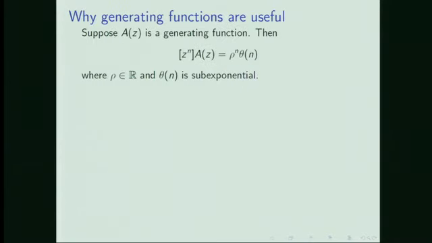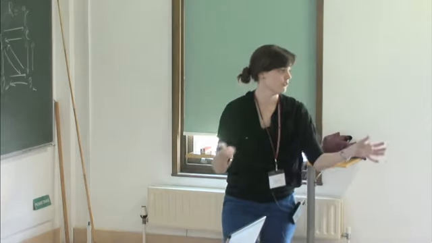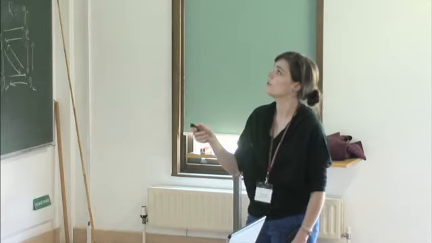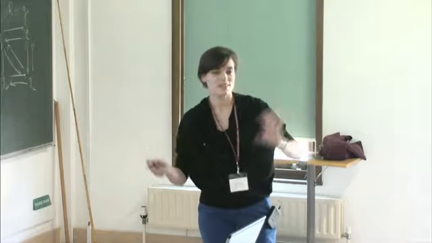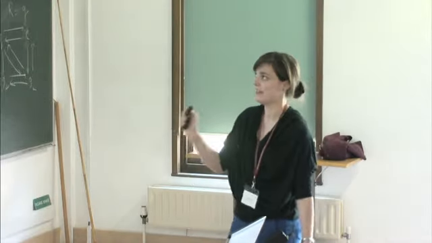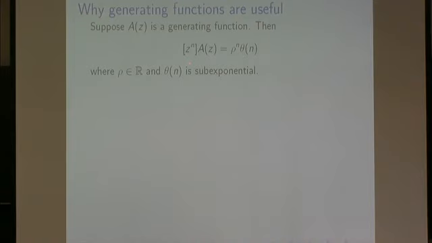Sounds very vague. Maybe this will clarify the situation a little bit. So suppose I have a generating function. For the moment it's just a power series with non-negative coefficients. And then, probably the complex analysis people will kill me here, but most likely it will look like this. If I want to have the coefficient of z to the n out of my generating function, it will look like that. So it will have an exponential part and a sub-exponential factor.